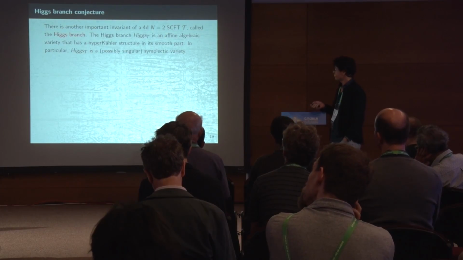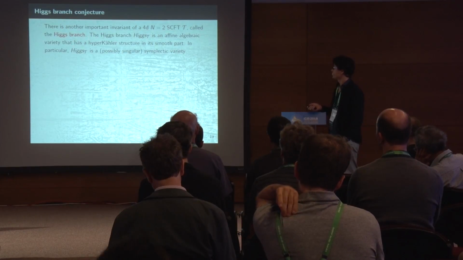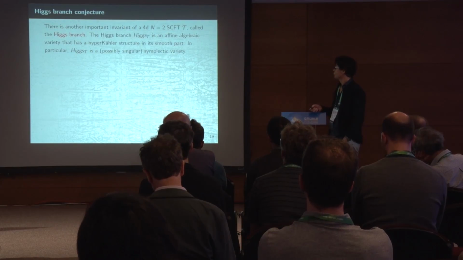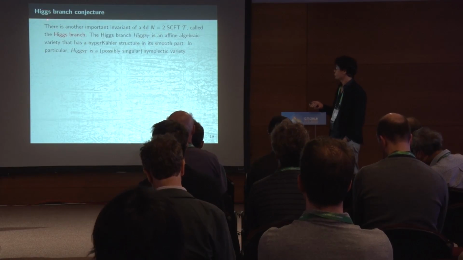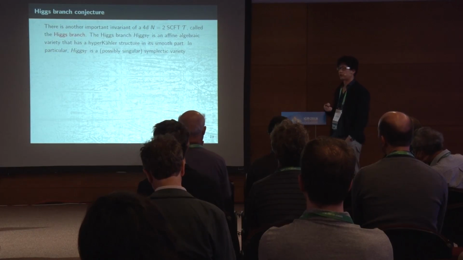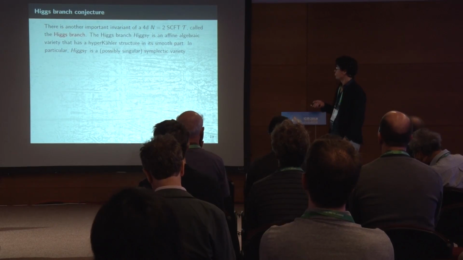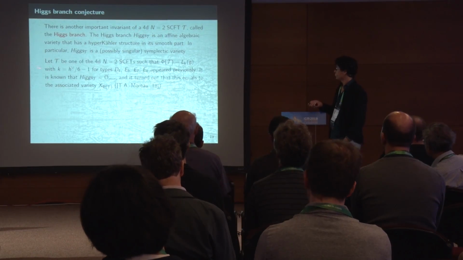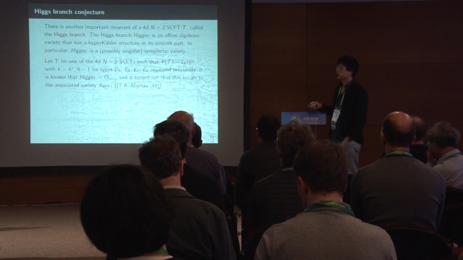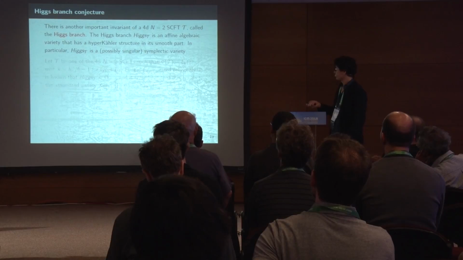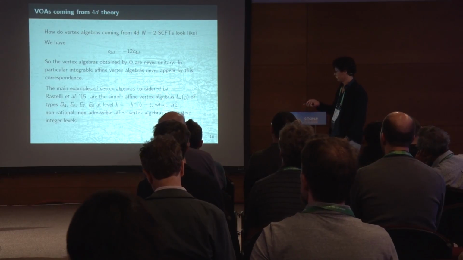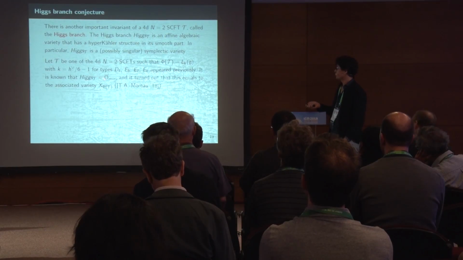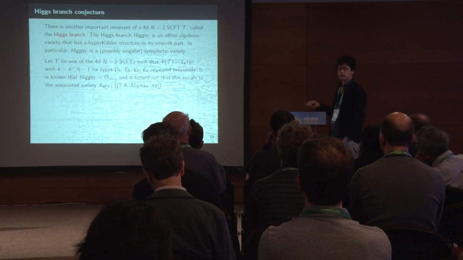And another thing I want to talk about is the Higgs branch. This is another important invariant of a four-dimensional theory. It is a certain affine algebraic variety that has a hyperkähler structure in its smooth part. So in particular, this Higgs branch of the 4D theory is a symplectic variety. And in the case of the previous examples, the 4D theory corresponds to these vertex algebras, the minimal nilpotent orbit closure in these W-algebras.